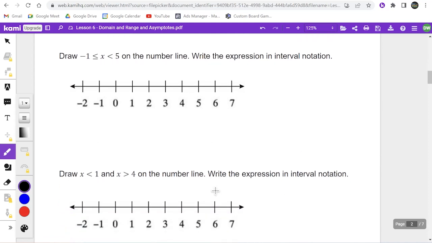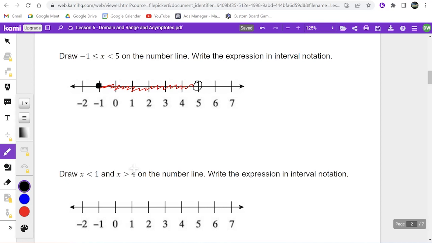For the next one, -1 less than or equal to x less than 5, on the number line, write the expression in interval notation. So here's what I'm going to say. First, with -1, you see it's less than or equal to, so I'll put a closed circle here. And then the 5 gets an open circle, don't fill it in, because it's less than, not less than or equal to. And then see how x is in the middle of these two? That means the correct region is in the middle of my 2 points here.